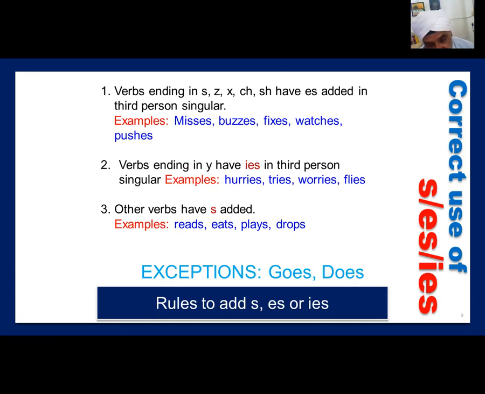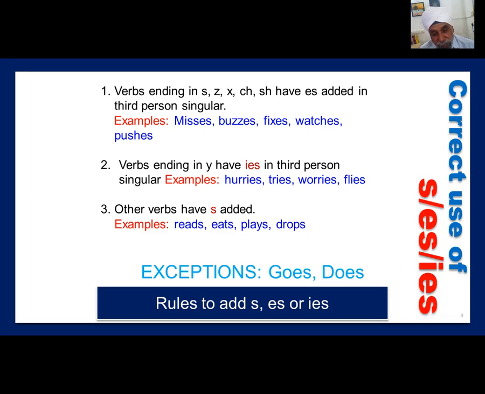But the next question is: in which verb should I add s, and in which verb should I add es? The rule there is very simple. These are spelling rules which say that any verb ending in s, z, x, ch or sh will have es added after the verb.